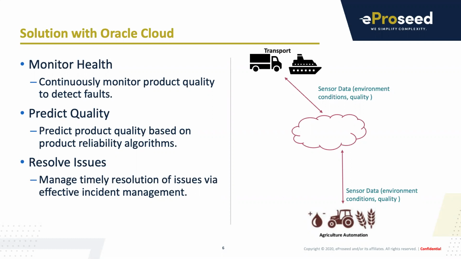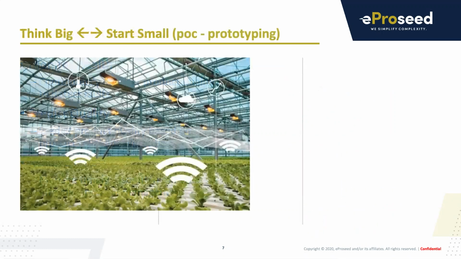So as you can see, for the proof of concept, what we did is use a lot of sensors and feed that sensor data to the cloud. And that was only during the time of actual crop growth. So for the proof of concept, we didn't go into the transport, but in general, the solution could be more or less the same by using sensors and sending the data to the cloud. So obviously, think big, start small with proofs of concept and prototyping.